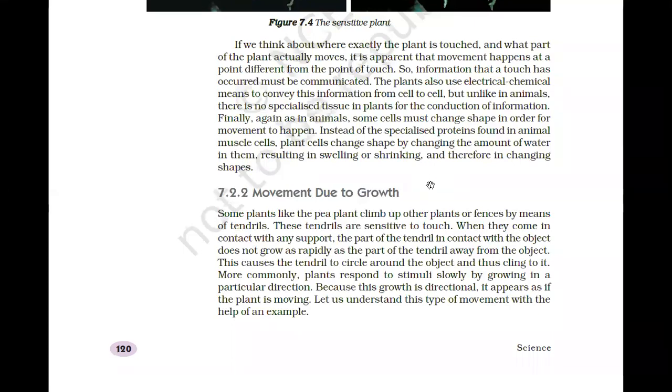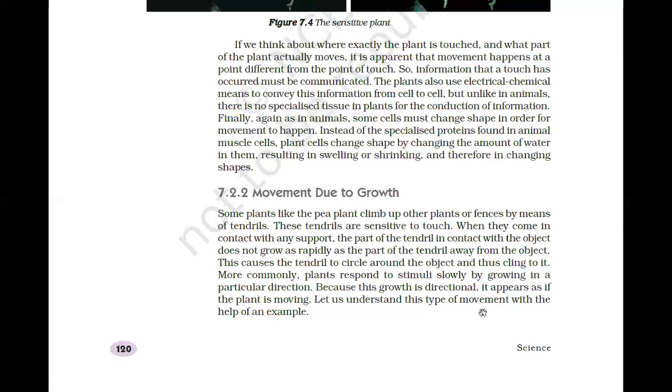Movement due to growth. Some plants, like the pea plant, climb up other plants or fences by means of tendrils. These tendrils are sensitive to touch. When they come in contact with any support, the part of the tendril in contact with the object doesn't grow as rapidly as the part of the tendril away from the object. This causes the tendril to circle around the object and thus cling to it. More commonly, plants respond to stimuli slowly by growing in a particular direction. Because this growth is directional, it appears as if the plant is moving.